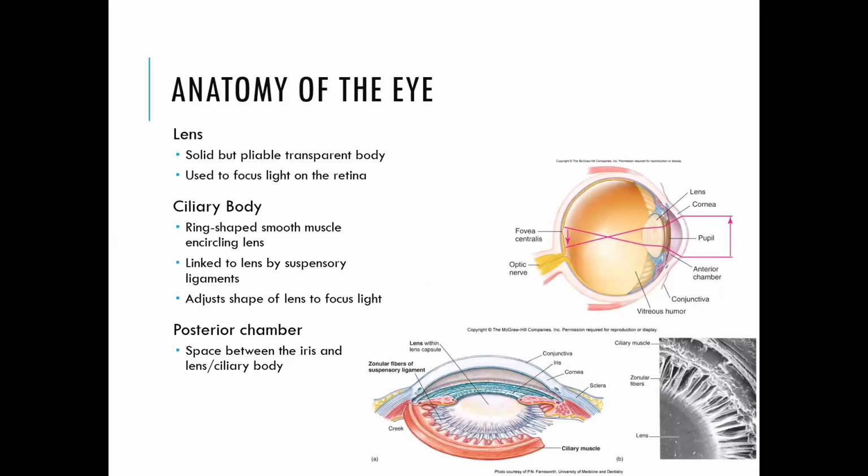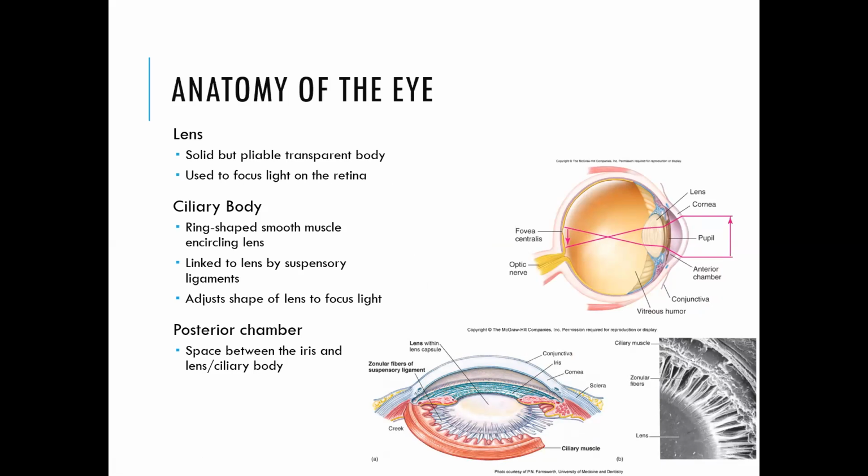You have your lens. Those are solid but pliable, transparent bodies. They are used to focus light onto the retina. So you're seeing on your diagram to the right here, the lens. That's that creamy colored structure there. It helps to focus the light onto the region in the back where your retina is present, so that's where you have your receptor cells that are responsible for how light is received, right?